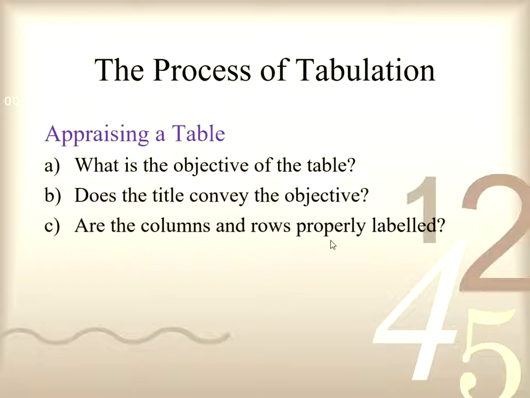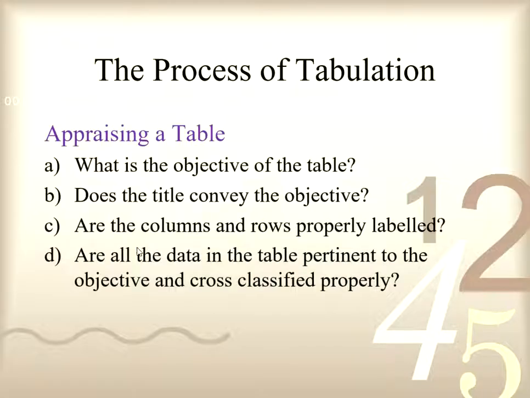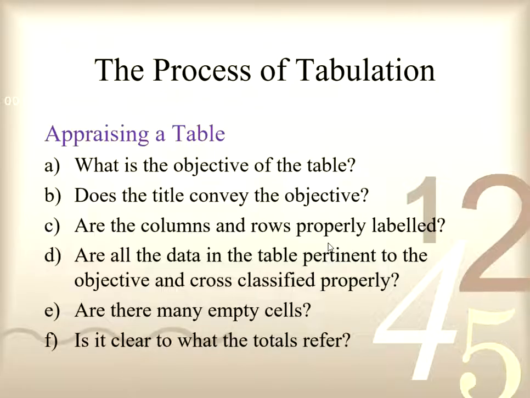Are the columns and rows labeled properly? Kung tama yung labeling ng ating columns and ng ating rows. Are all the data in the table pertinent to the objective and cross-classified properly? So, kung tama ba yung pagkaka-arrange ng data sa table with regards to the columns and the rows? Are there many empty cells? So, pwede kasing may empty, pero dapat puno na yung table. Is it clear to what the total refer? So, makikita nyo yung total na sinasabi pag may table na mamaya.